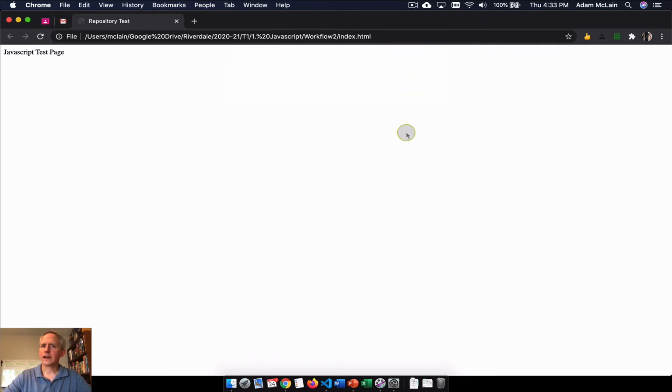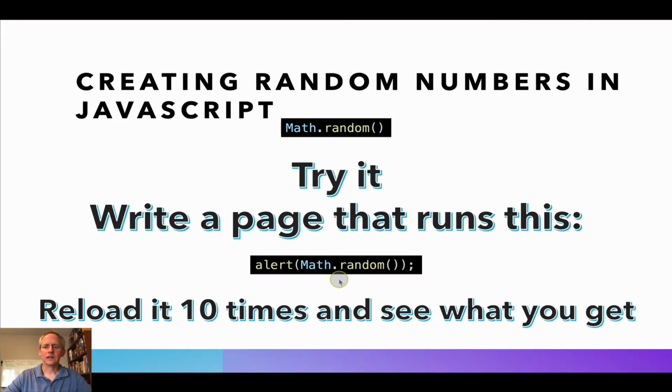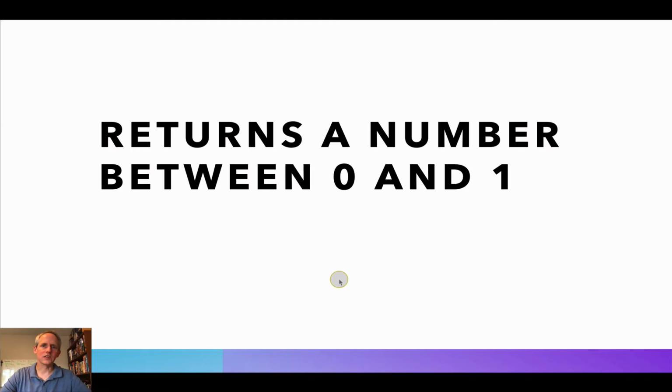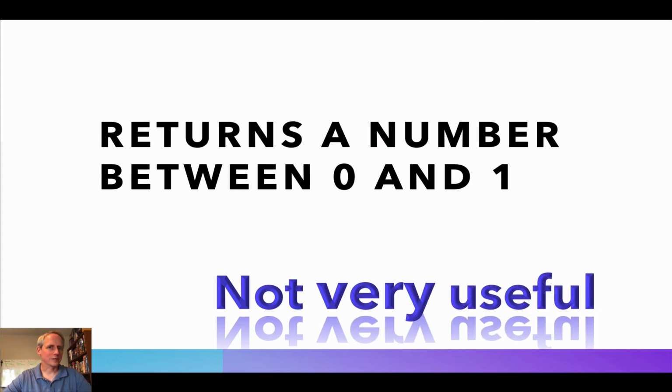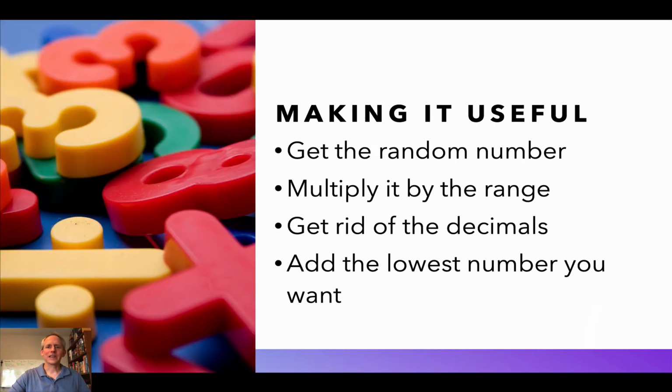0.009. You probably got very different results, though a very similar pattern, and that is that it returns a number between 0 and 1. And you probably never actually got 1. That's important. It's not very useful. You don't sit in a playground and say, hey, I'm thinking of a number between 0 and 1. Can you guess it? But we can make it useful.